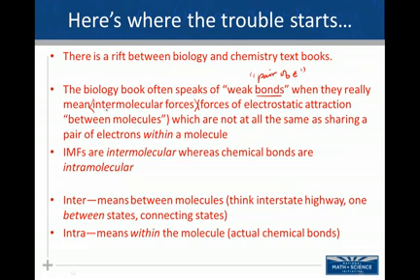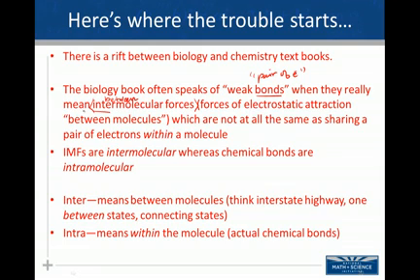Inter means between, like an interstate highway goes between states. I-30 runs from New York all the way down to the tip of Texas. I take that back. It goes across Texas east and west. Geography is not my thing. That's why I majored in science.